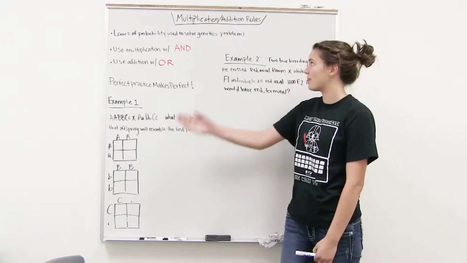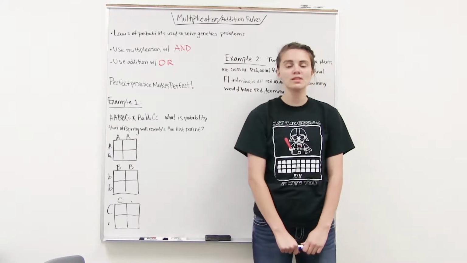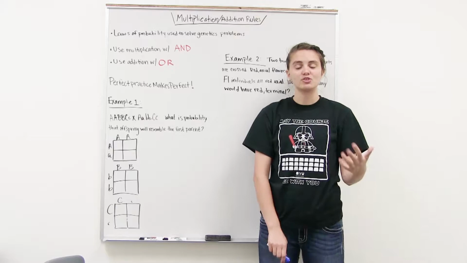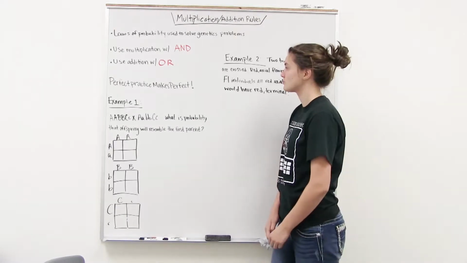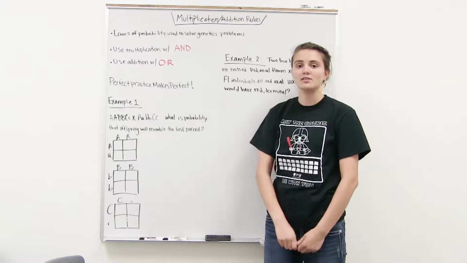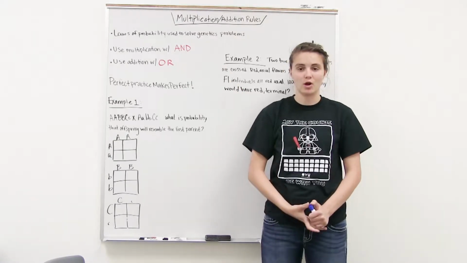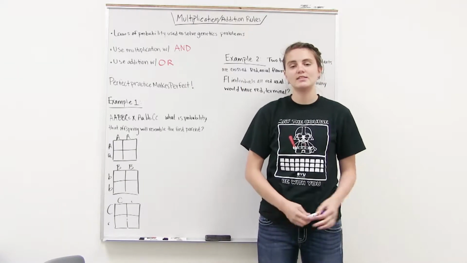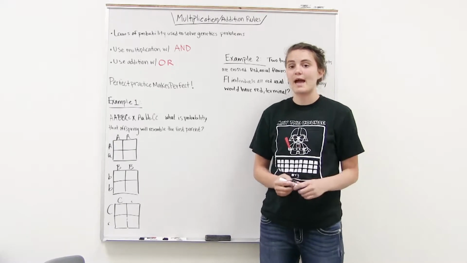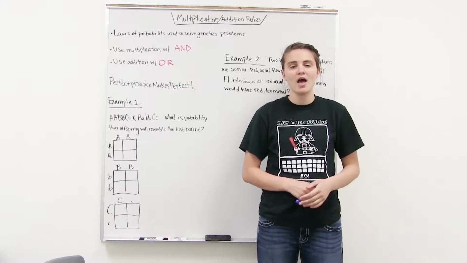Today we're going to be talking about the multiplication and addition rules. More specifically, we're going to be doing some practice problems, some genetics problems, so that we can better use these rules to solve these. So if you remember, we use the laws of probability to solve genetics problems. Everything we find today is going to be a probability, the likelihood of something happening. It's not going to be the exact number.